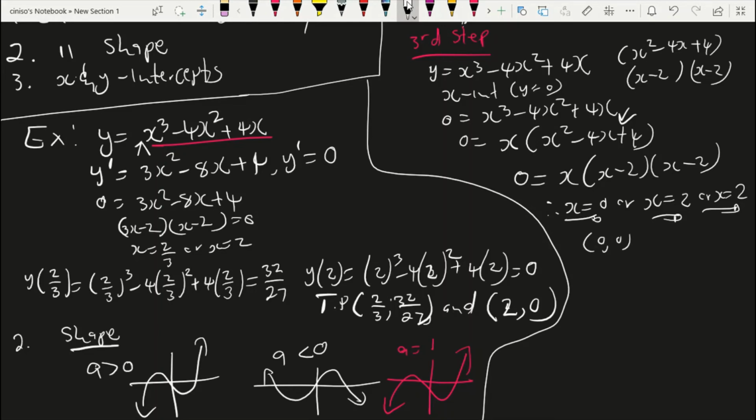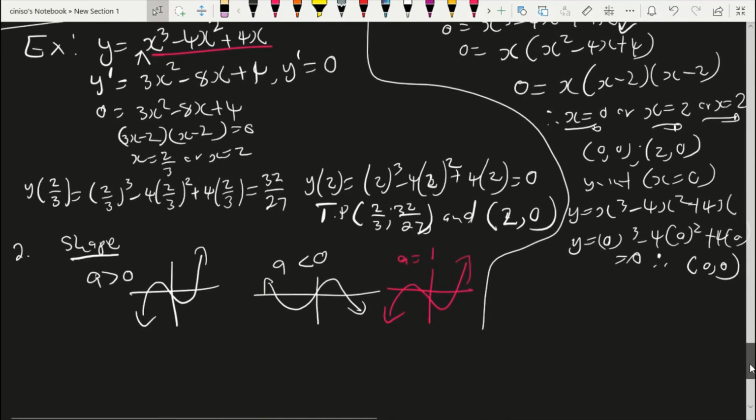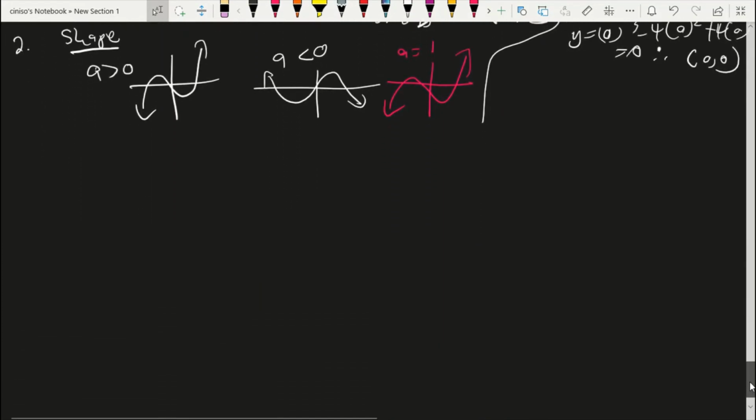So you have 0 and 0, and 2 and 0. And then for your y-intercept, when x equals 0, you have y equals x cubed minus 4x squared plus 4x. If you substitute 0 here, 0 cubed minus 4 times 0 squared plus 4 times 0, you'll get 0. So the coordinate for your y-intercept is 0 and 0. So now you've done all your steps. You want to draw your function, right?